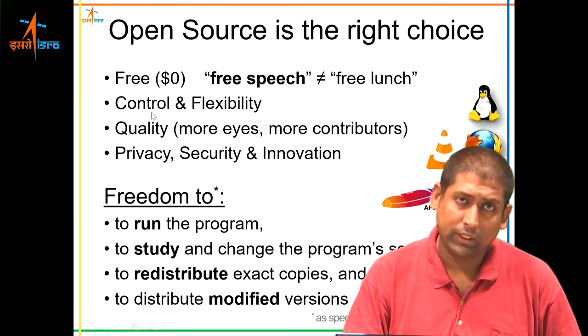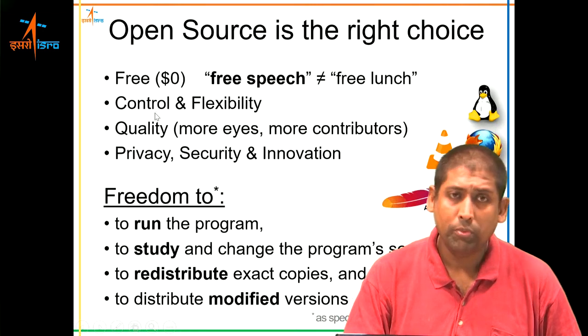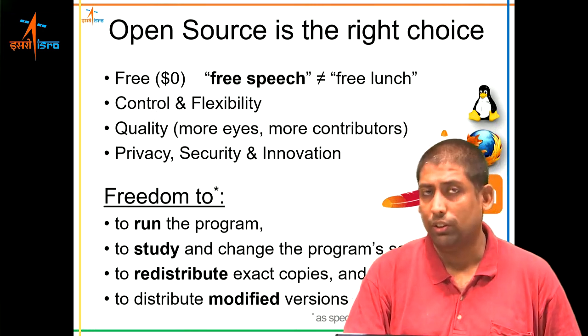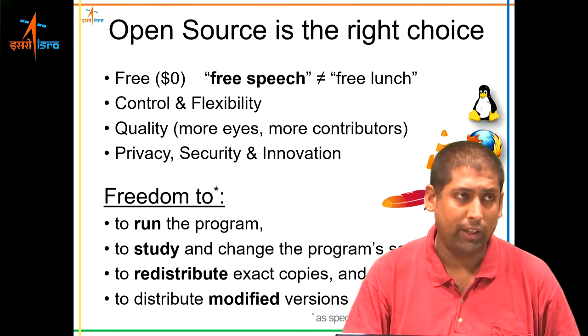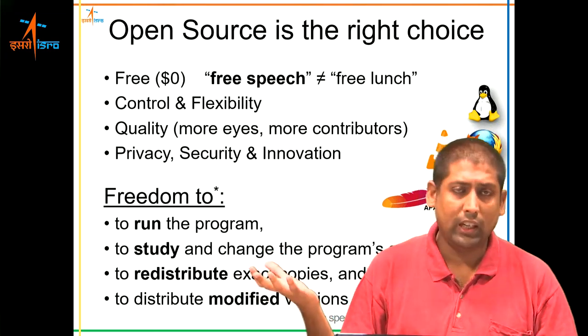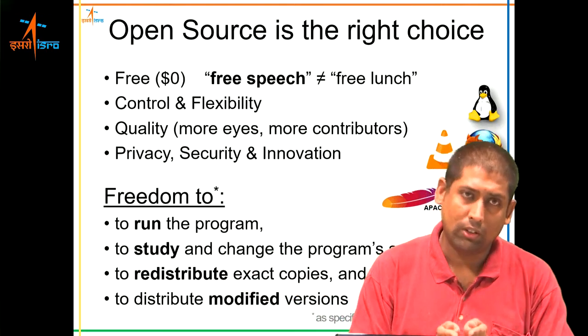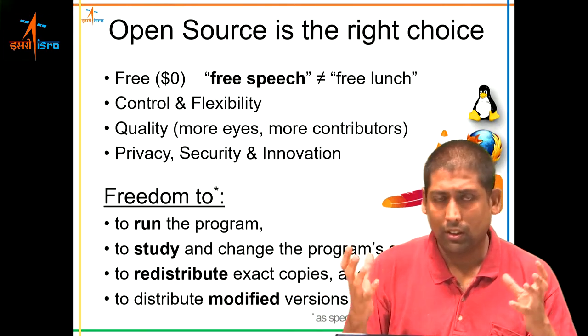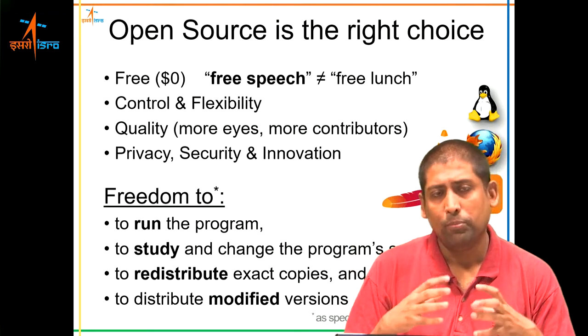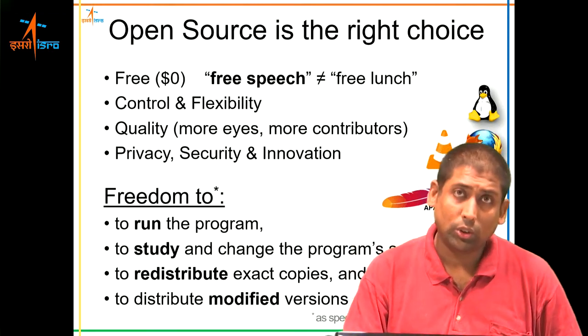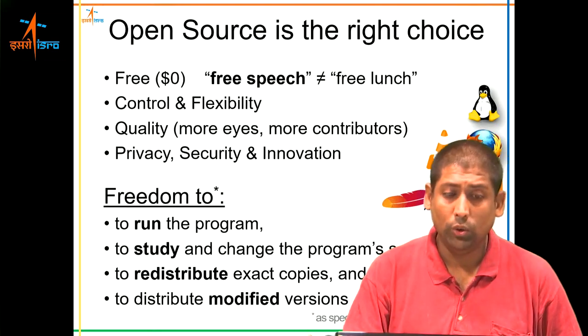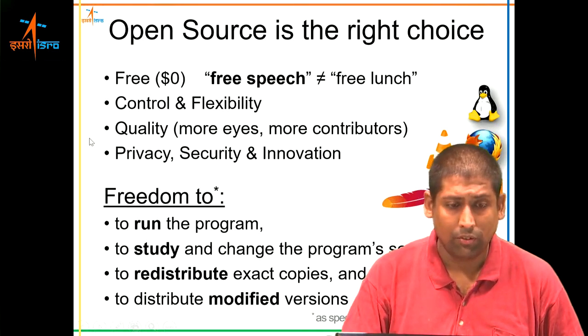Since the source code is available, you have more control on the software. You can add or remove components as and when required. You don't want a 15 gigabyte software and only use two features out of it. You can have components of the software and use only the parts which you require. So since the source code is available, you have more control and flexibility on the software.